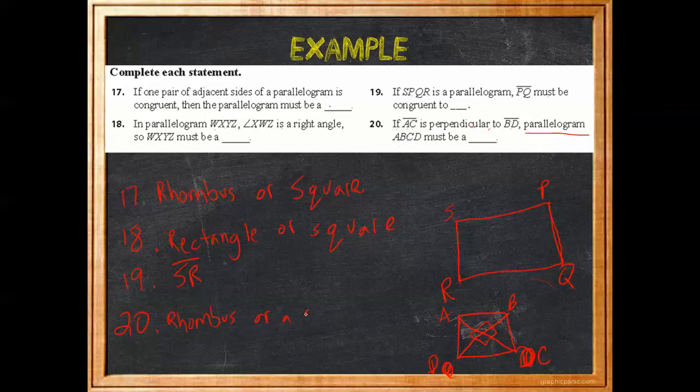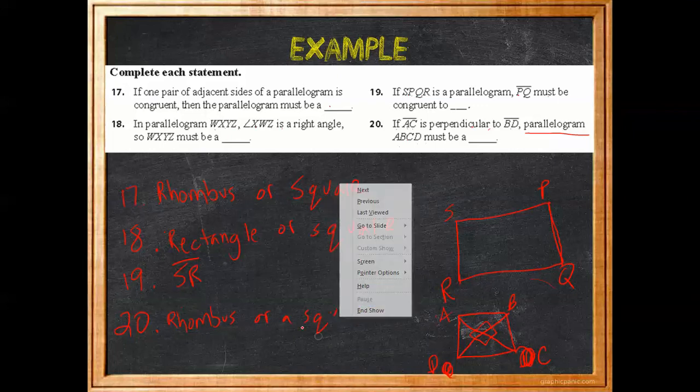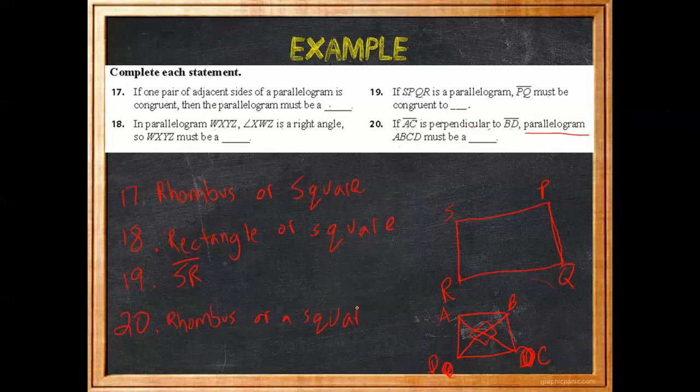Okay, now if you think about the other shapes that we talked about, right? We talked about a kite. A kite's diagonals are also perpendicular, but a kite is not a parallelogram. Okay, because a kite does not have any sides that are parallel. So if it's a parallelogram, it has to be a rhombus or a square if the diagonals are perpendicular to each other.